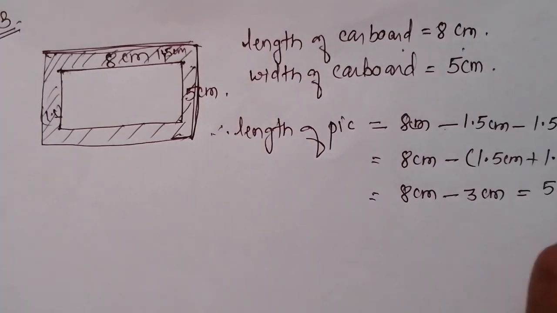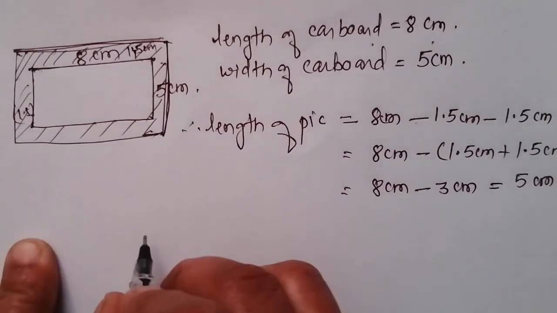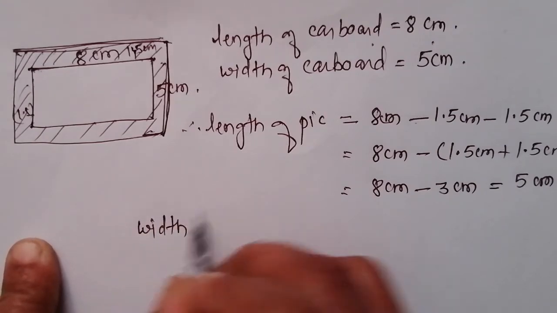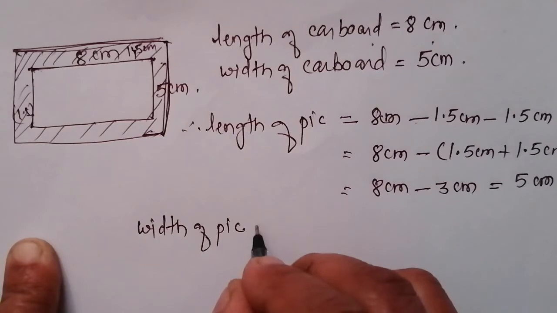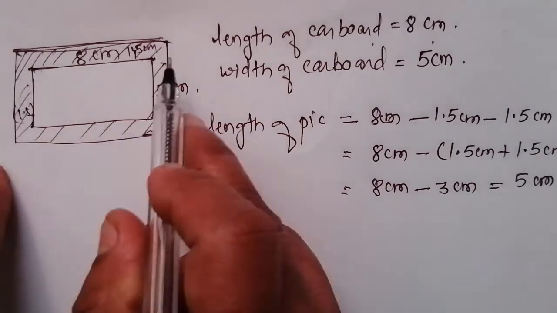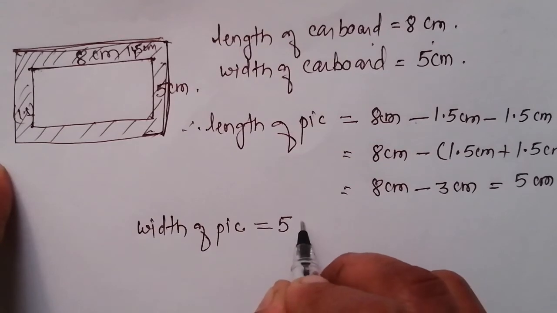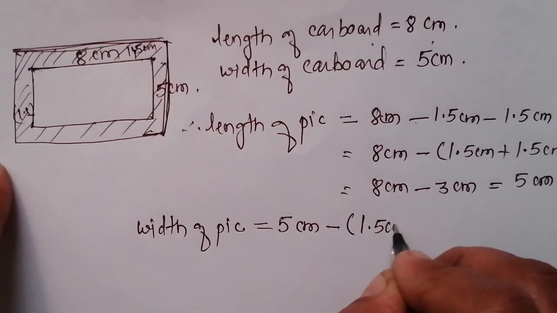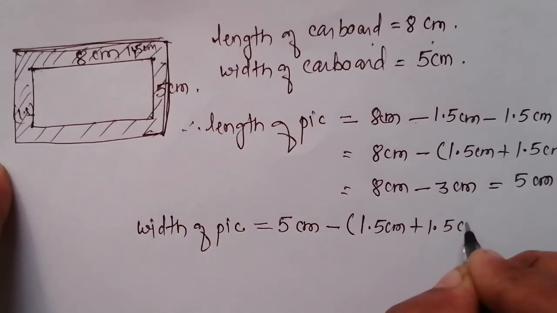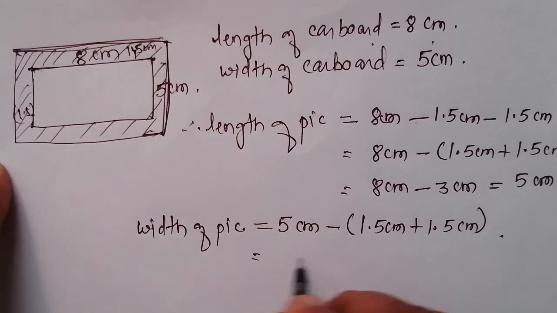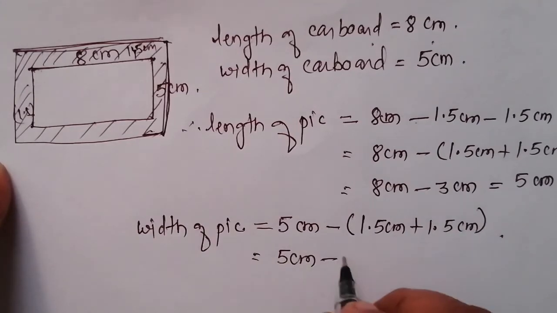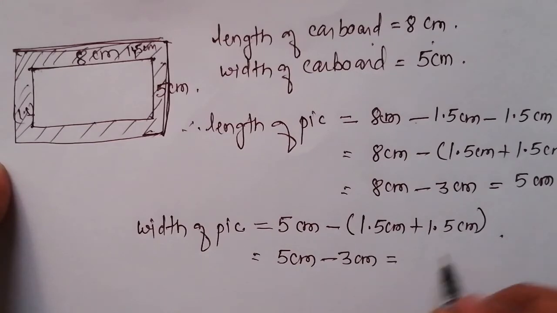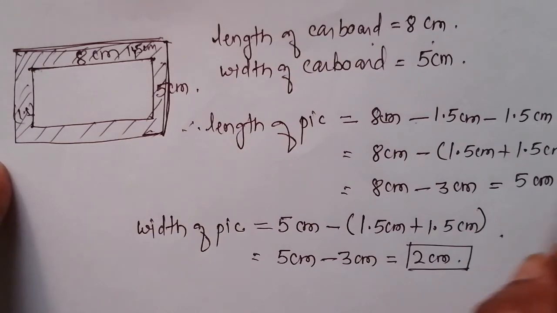Means here the length of the picture is 5 centimeter and the width of the picture is equal to, the cardboard is 5 centimeter, so 5 centimeter minus 1.5 centimeter minus 1.5 centimeter. That means here I got 5 centimeter minus 3 centimeter is equal to 2 centimeter. Now this is the width of the picture and this is the length of the picture.